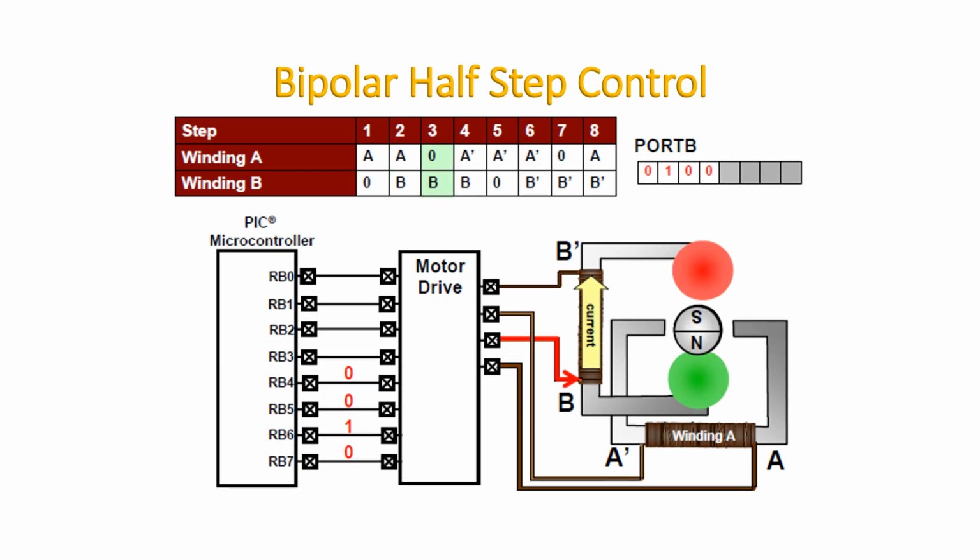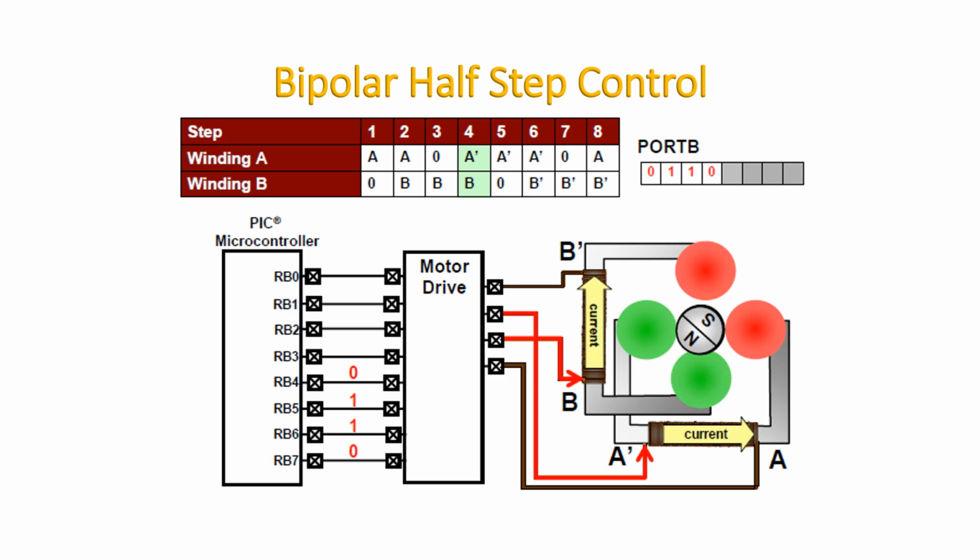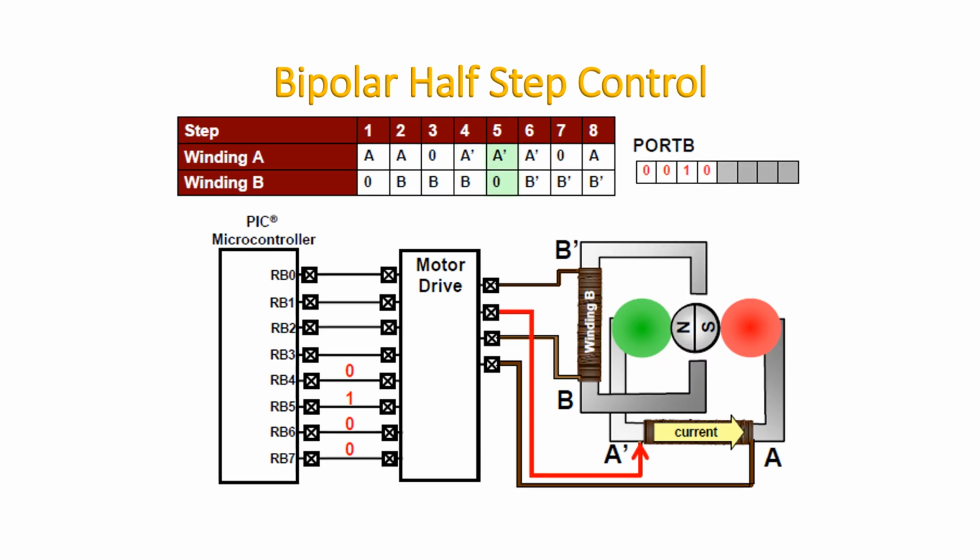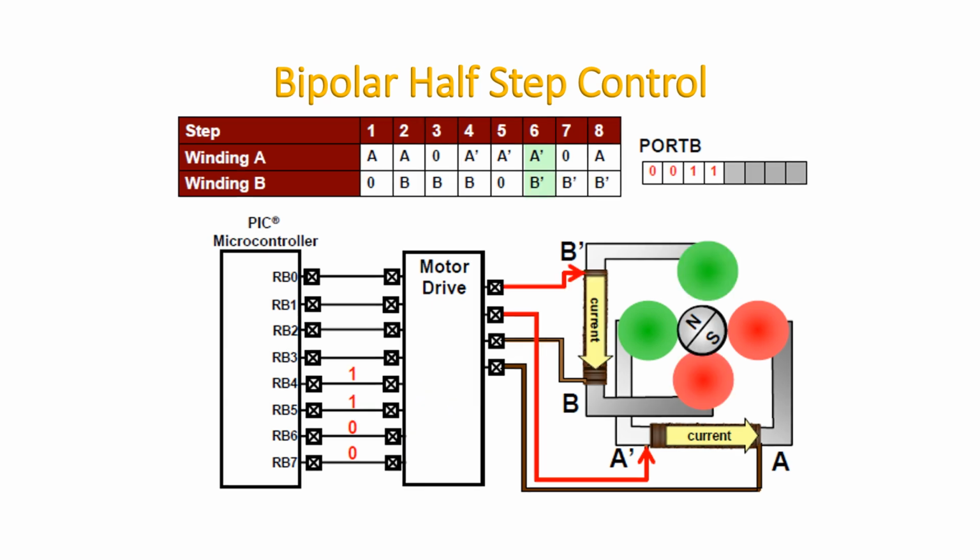The next case B is energized. B is energized means this one. Then the next one is A dash B. So this is B and this is A dash, so A dash and B both are energized. The next case, only A dash is energized. In the next case, both A dash and so on: A, B, B dash, and A dash.